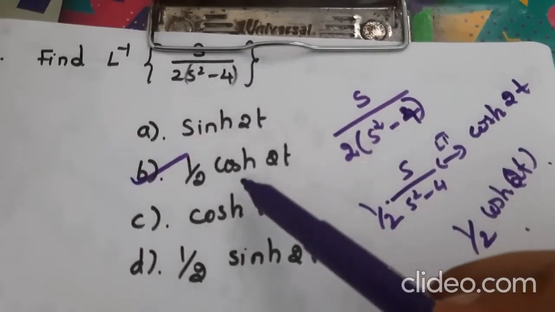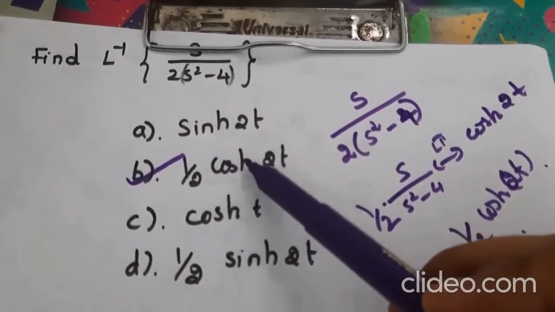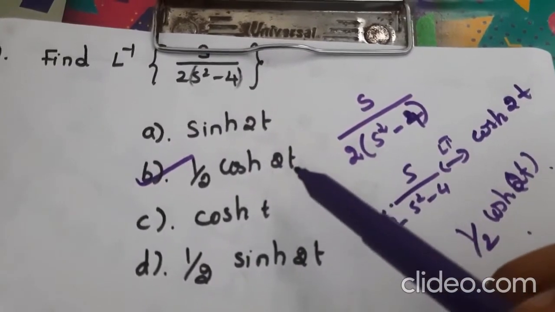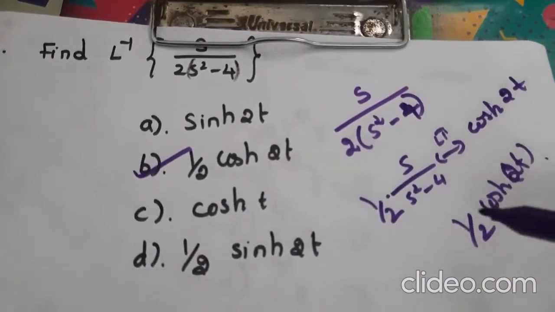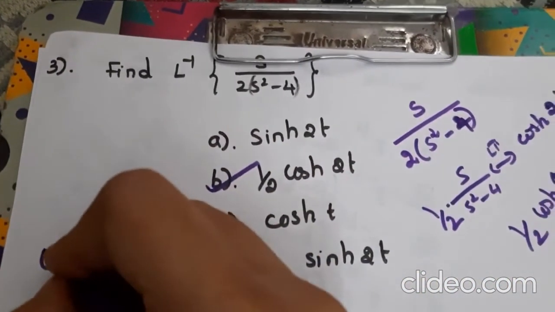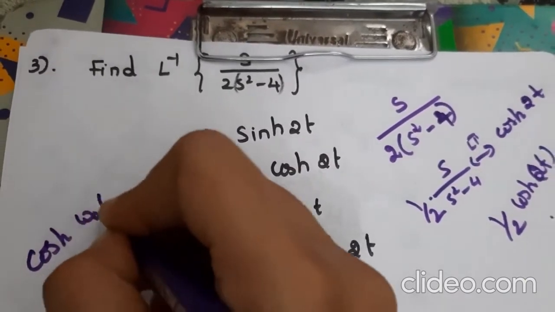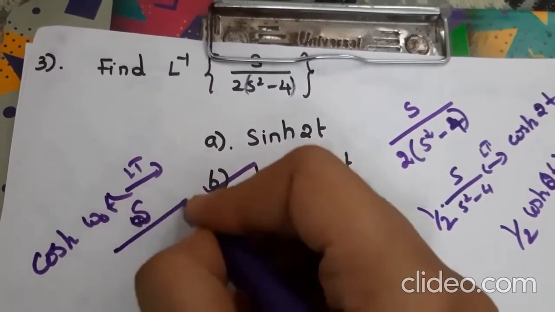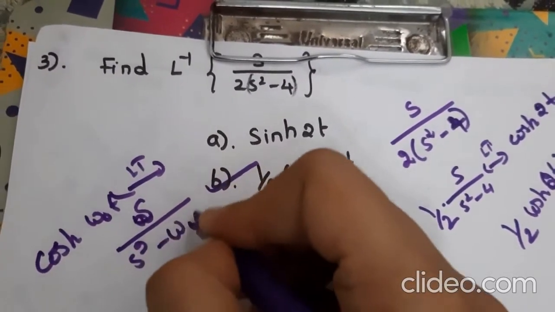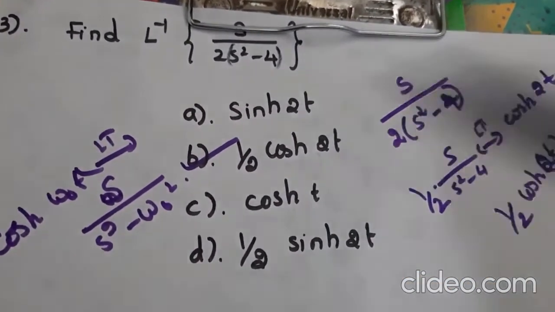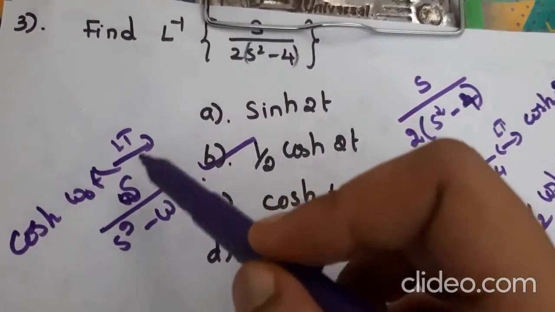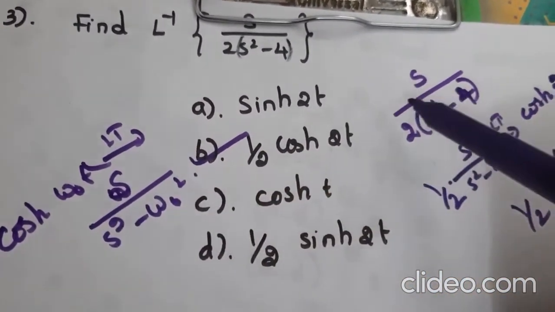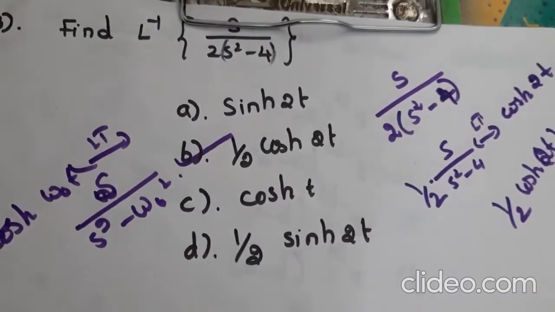So here the answer is 1 by 2 hyperbolic function of this, cosh 2t. This is the answer. So for cosh omega naught t, the Laplace transform is s divided by s square minus omega naught square. So memorize this Laplace transform pair. So from that we can find B is the answer.